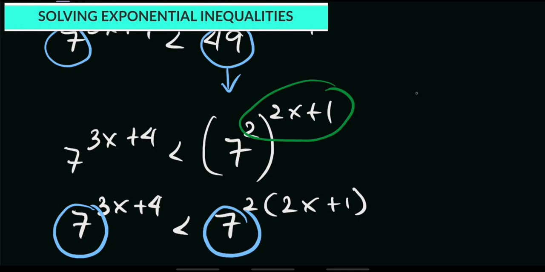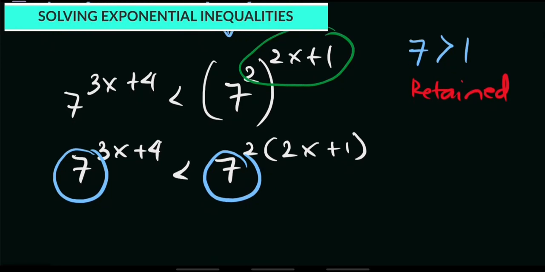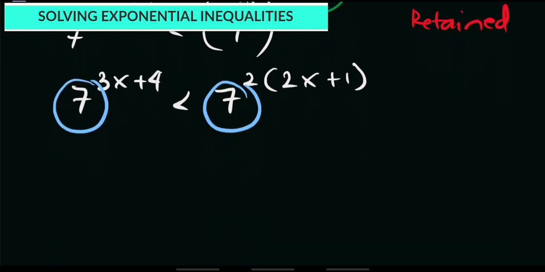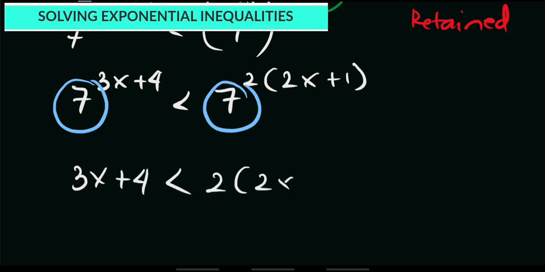Right, so since the value of our base is 7 and that is obviously greater than 1, then we need to retain, okay, our inequality symbol is retained, okay? So i-retain natin, tsaka copyhin lang natin siya. So proceed na tayo ngayon sa kanilang mga exponents. So we have 3x plus 4 and that is less than, retain lang, okay? Less than 2 times 2x plus 1. And then simplify natin to.